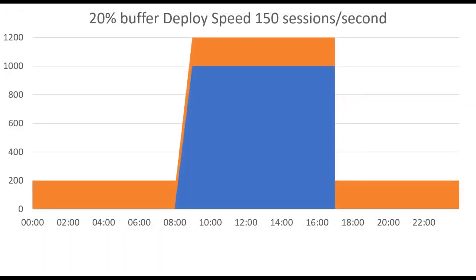So we need a 20% buffer, with a deploy speed of 150 sessions a second. And these are rough numbers to illustrate this problem, right? But specifically, we've got to have that buffer to be able to cope with the log-on rate, and in order to be able to cope with the deployment of machines and actually then be ready.